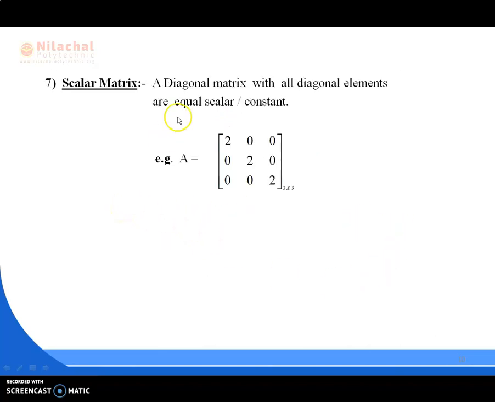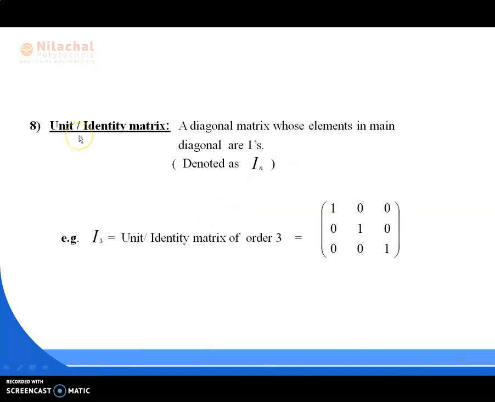Okay, let's see. What do we mean by scalar matrix? A scalar matrix starts from a diagonal matrix. A diagonal matrix with all diagonal elements equal. That means every element of the main diagonal must be the same, like 2 2 2, 3 3 3, or minus 2 minus 2 minus 2. Then this is called a scalar matrix. That means every diagonal matrix is not a scalar matrix, but every scalar matrix is a diagonal matrix. Okay, let's see. Unit or identity matrix.